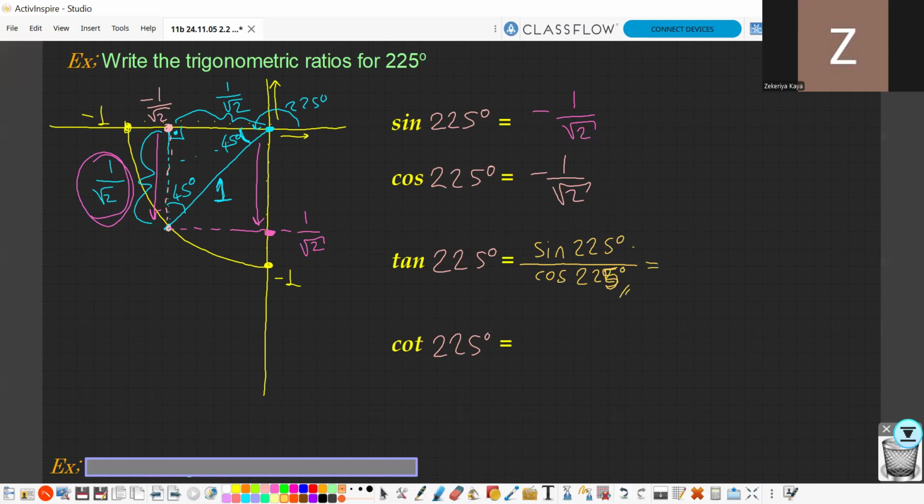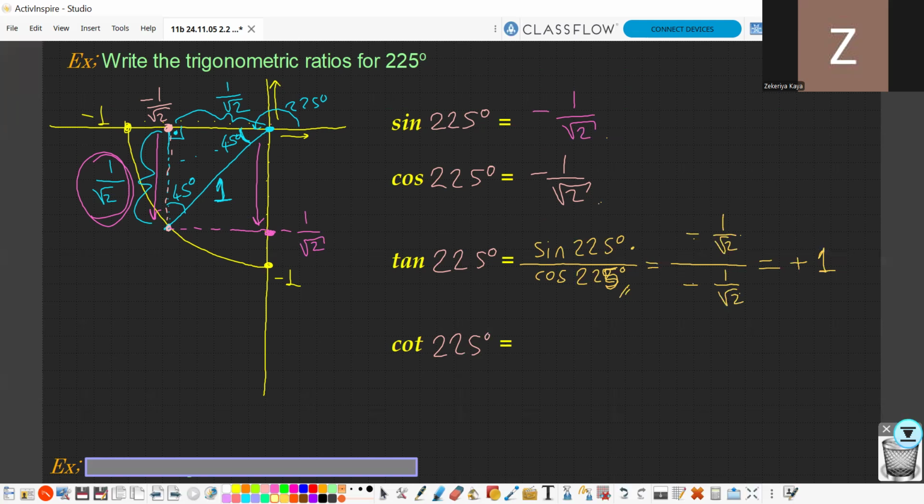Sine 225, this one is equal to what? Sine is minus 1 over square root 2. Over, what about the cosine? Cosine we have found in here, minus 1 over square root 2. Firstly, check whether this is negative or positive. Minus over minus is going to be plus. And then since you have the same numbers, it's plus 1.